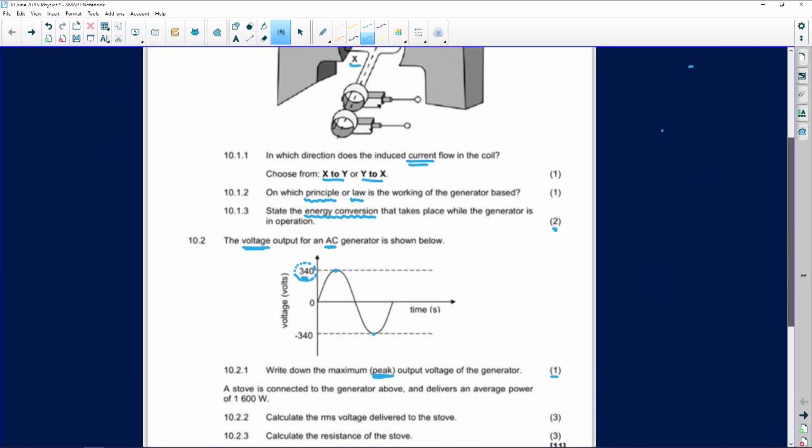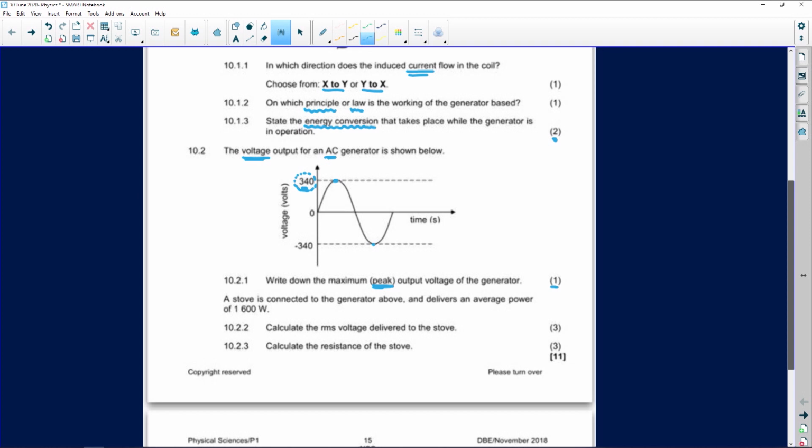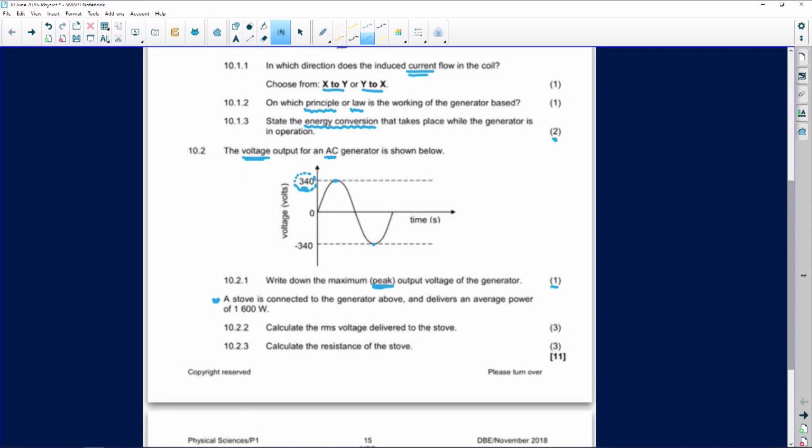So let's look at the next one. Now they're actually giving us a calculation. They're telling us that we have a stove, which makes sense because remember, when we don't have electricity, we use a generator, we can plug in our lights, a stove, a kettle, you want to iron your school shirt and stuff like that. You are able to use your generator for that. But then again, we can calculate different things that happen in that generator, whether it be the power, the current, the resistance, and so forth. So let's see what this question says. Here they're telling us we have a stove, which is connected to the generator above, meaning this one. And it delivers an average power, so they've given us power of 1,600 watts. Remember, it's also a capital W.